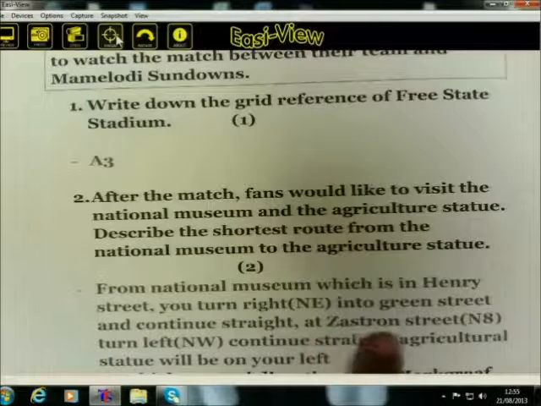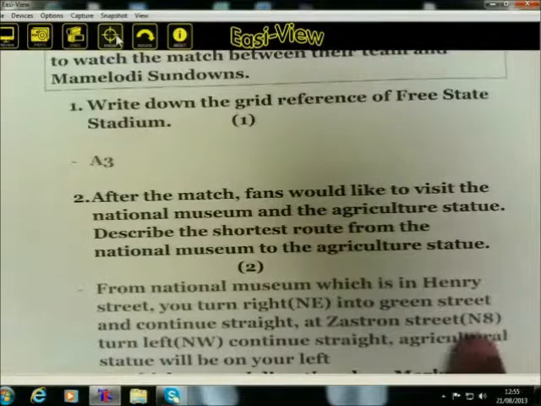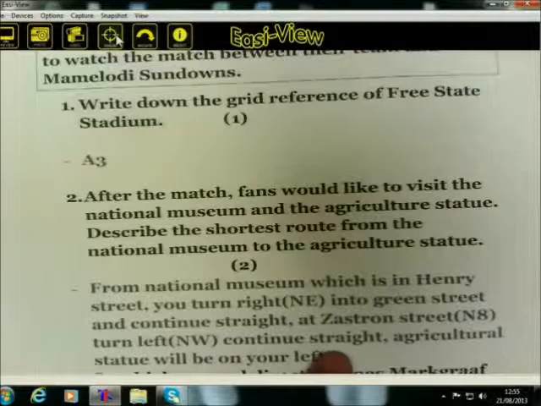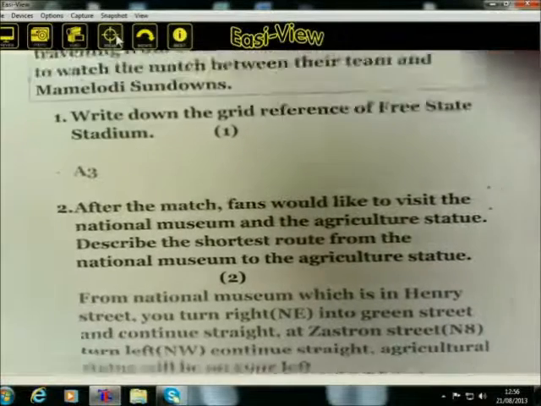And then at Zastron Street, remember I've said it's N8, but because there are 2 N8s, you have to be specific. You turn left or northwest. And then you continue straight and the agriculture statue will be on your left. I'm sure you can see how important it is to be able to read your map.